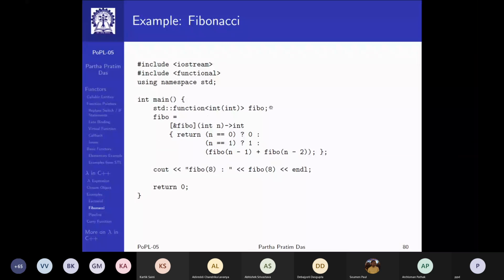I mean, once we have done factorial, Fibonacci is just a matter of writing a couple of more lines. So Fibo is the same way, and you can do that here. This is the capture variable Fibo, so you can use the capture variable as a functor here, and the rest of it is the same.